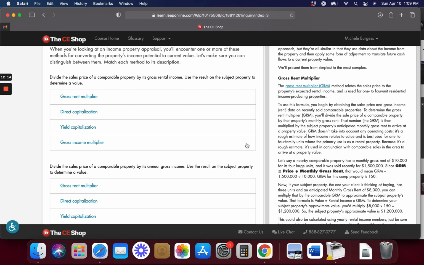All right. Let's see. Divide the sales price of a comparable by the rental income. I want to say it's the GRM. Sales price of a comparable property to arrive at the property value. I want to say it's GRM on that. Gross rent.